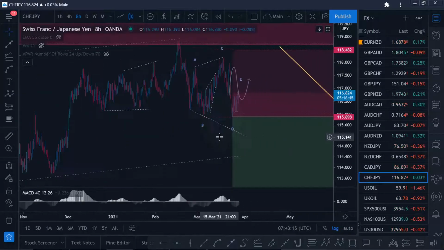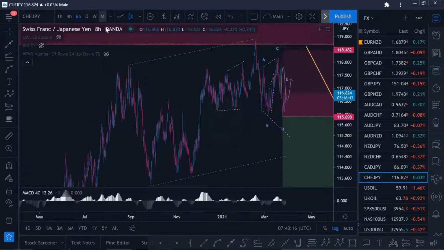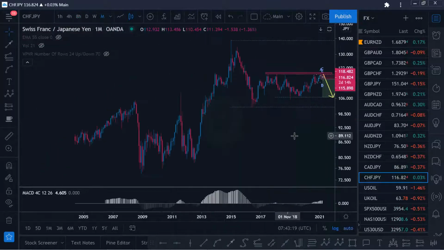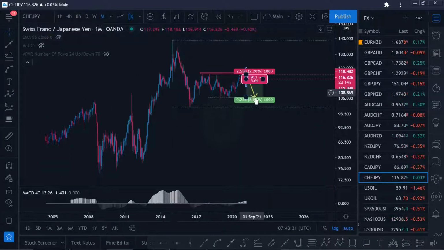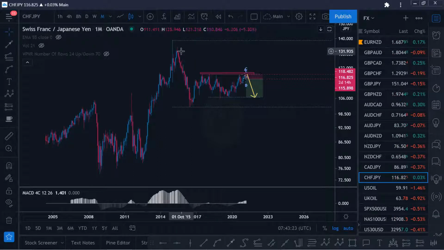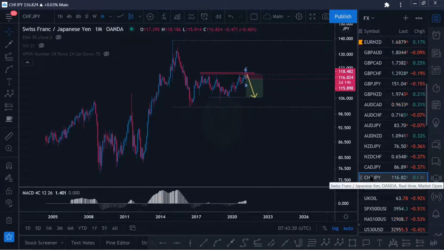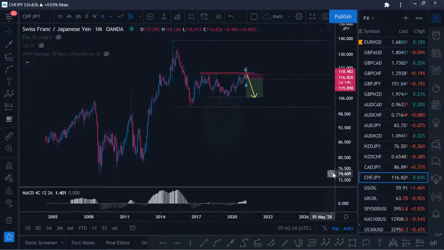Swiss Yen, same thing. I believe we've topped out in the Swiss Yen. Higher time frame structures are showing a move from here to at the very least 106, but more than likely to break 100 on the Swiss Yen moving forward. And I think the Swiss's exposure to the US stock market is going to be its downfall as a safe haven currency, especially against the yen.